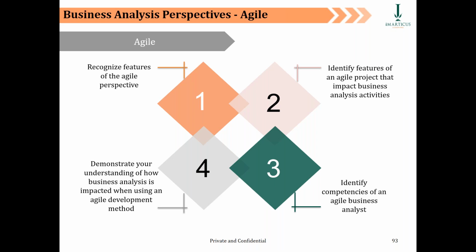But then as a BA, your credibility will come in if you demonstrate these 4 boxes for your project. And what are they? Number 1, recognize the features of the agile perspective. Number 2, identify the features of agile projects which will impact your BA activities. Going further, you will identify the competencies of the business analyst required in these cases, because eventually it's about your own fitment. And the fourth thing is, you need to demonstrate how your business analysis is impacted because of this. You can take the live example of this project.